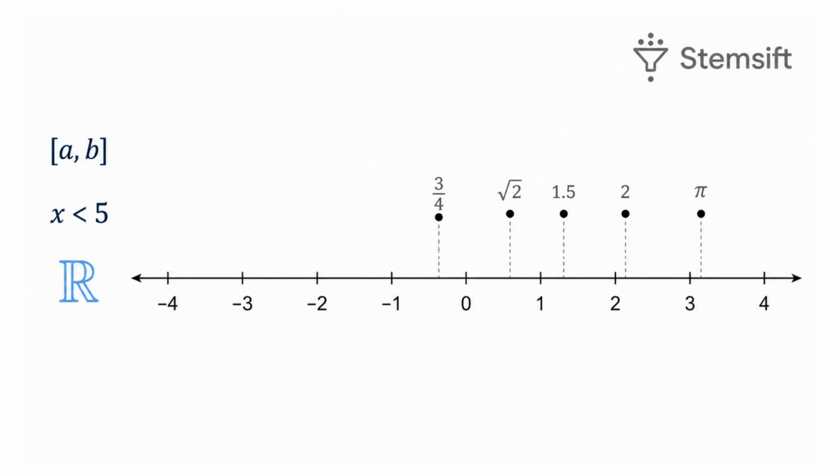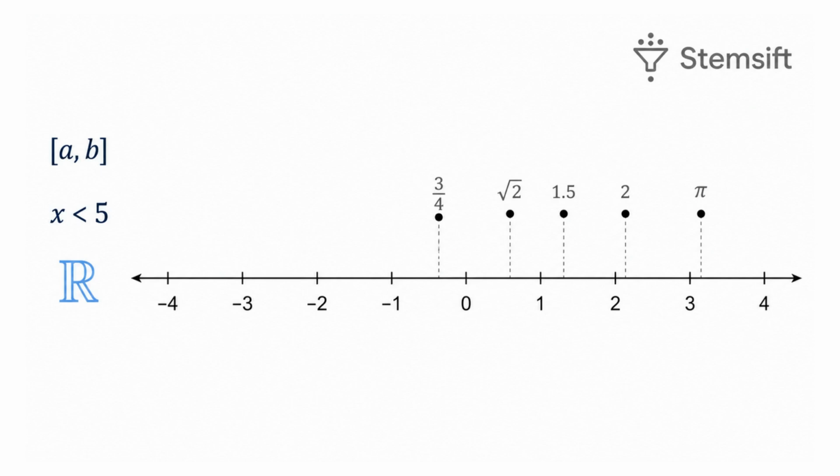Hello, friends. Take a look at this number line. Every point you see on it, the whole numbers, the fractions, the decimals, even strange ones like pi and the square root of 2, they all live on this single unbroken line. We call this the real numbers, written as R.